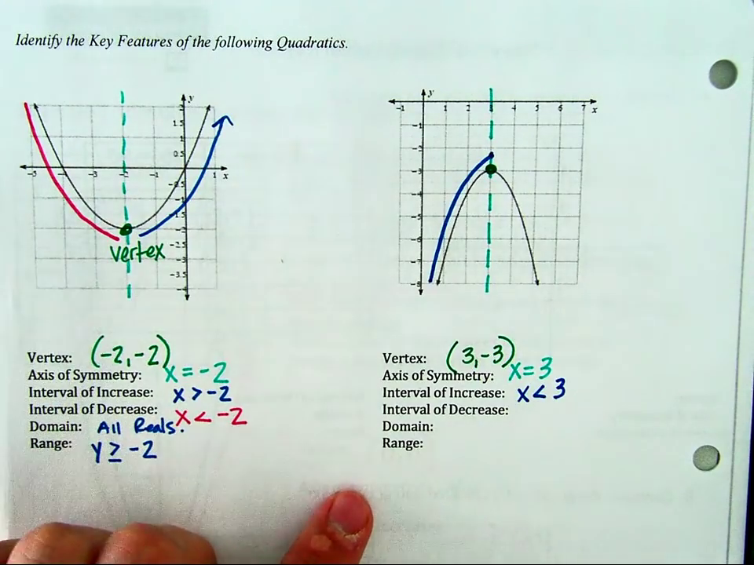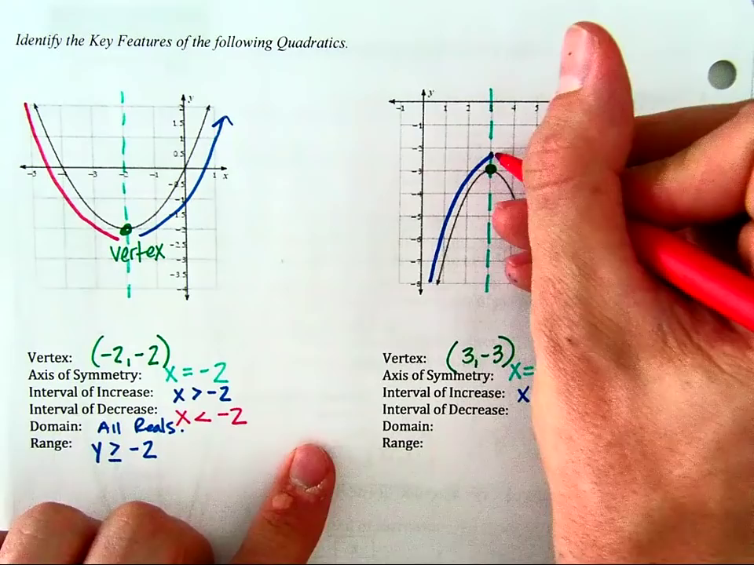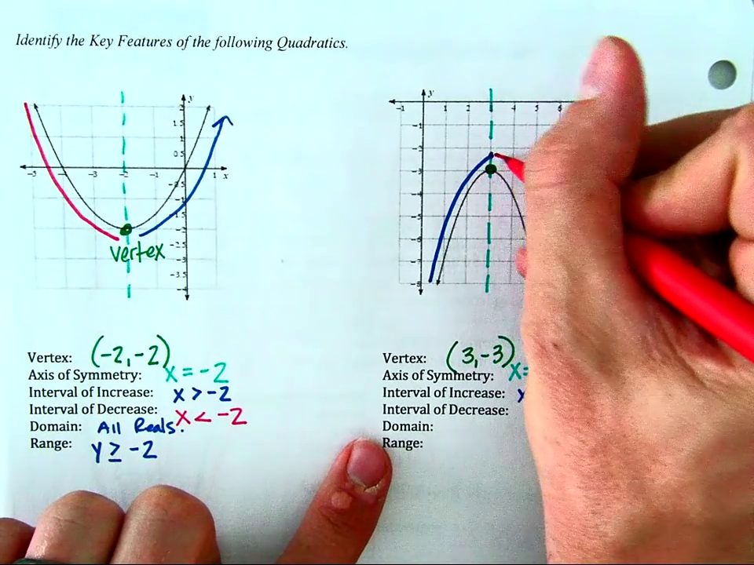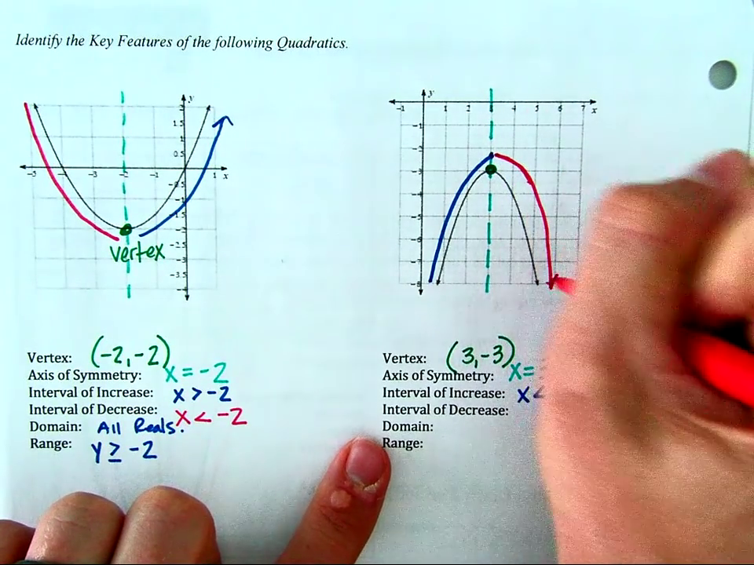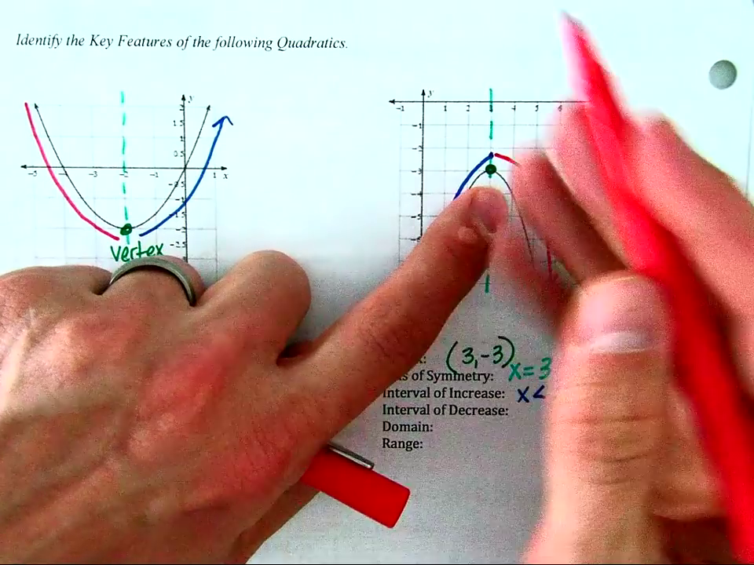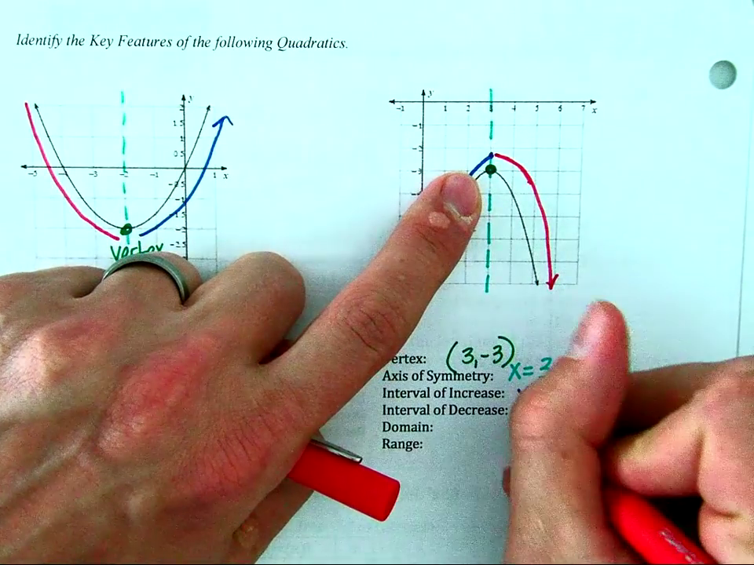We are decreasing on the other side. After we pass the vertex, we are coming down, and we are decreasing when x is greater than 3.